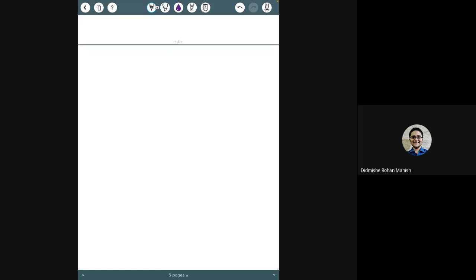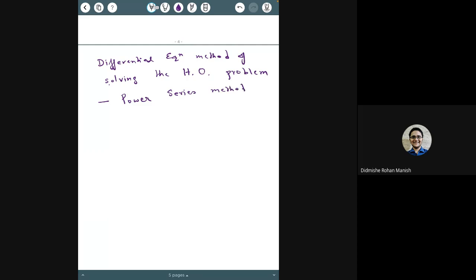Now we'll do the differential equation method of solving the harmonic oscillator problem. It is also called the power series method. It's also called the Frobenius method.